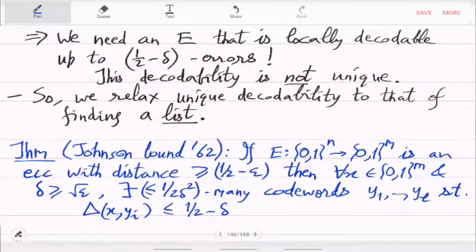Okay, so the number of y's that are close to x, that is what we are interested in. How many y's are close to x? Think of x as a corrupted code word, and the question is how many code words are close to x. That number, in terms of delta, is inverse polynomial: it is 1 over 2 delta square. In terms of epsilon, you can think of this as 1 over epsilon. So for distance half minus epsilon, the list is 1 over epsilon, and that's a very good bound.